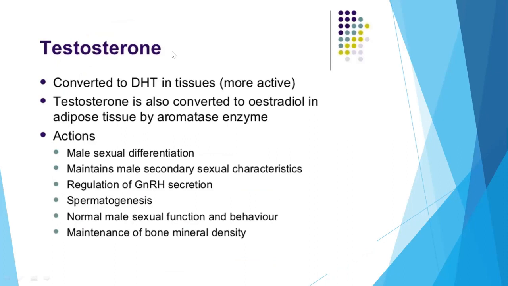So the testosterone is converted to dihydrotestosterone in the tissues, which is more active. Testosterone is also converted to estradiol in adipose tissue by aromatase enzyme. Actions: male sexual differentiation, maintains male secondary sexual characteristics, regulation of GnRH secretion, spermatogenesis, normal male sexual function and behavior, and maintenance of bone mineral density.